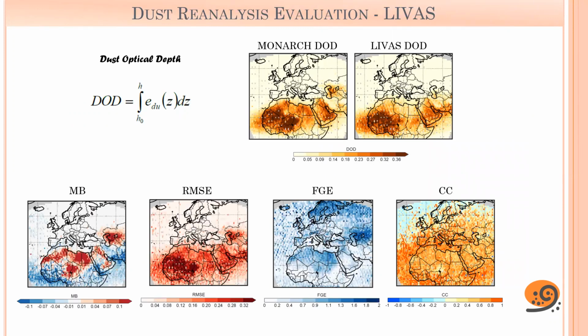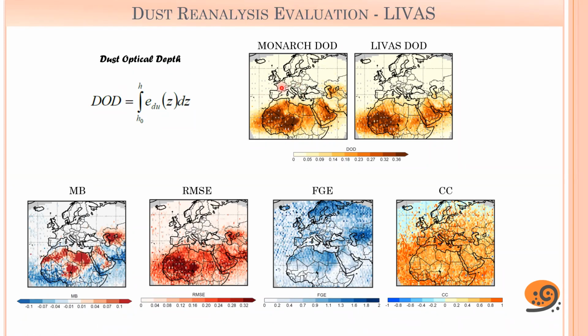Considering the evaluation against LIVAS's dataset, and in order to investigate how the reanalysis reproduces the structure of the dust profile, we used three parameters related to the vertical distribution of dust, namely the dust optical depth, the altitude of the center of mass of the dust layer, and the mean dust profile by subregion. The DOD values were obtained by integrating the dust extinction over the altitude.